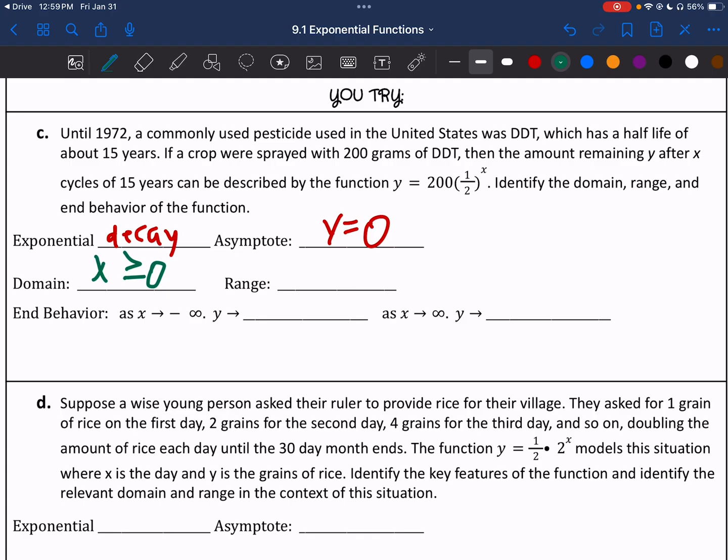Our range values, well, we know that we're decreasing towards 0. So we have 0 is less than y, which is less than or equal to 200. It's equal to 200 on the day that it was sprayed. And then from there forward, it is decreasing every single year. Regularly, it's losing half every 15 years.